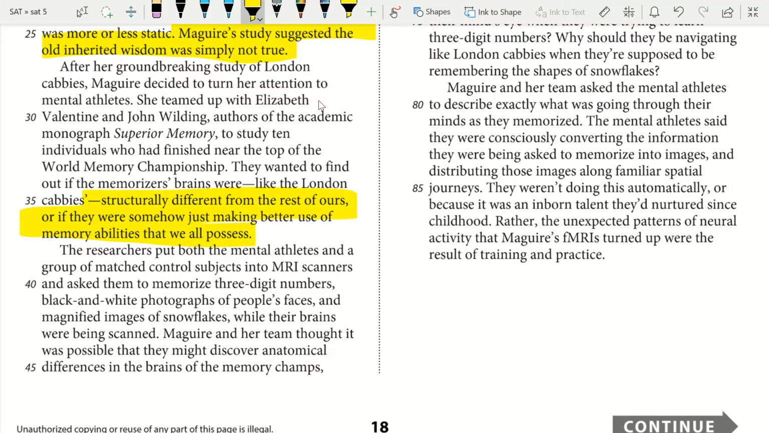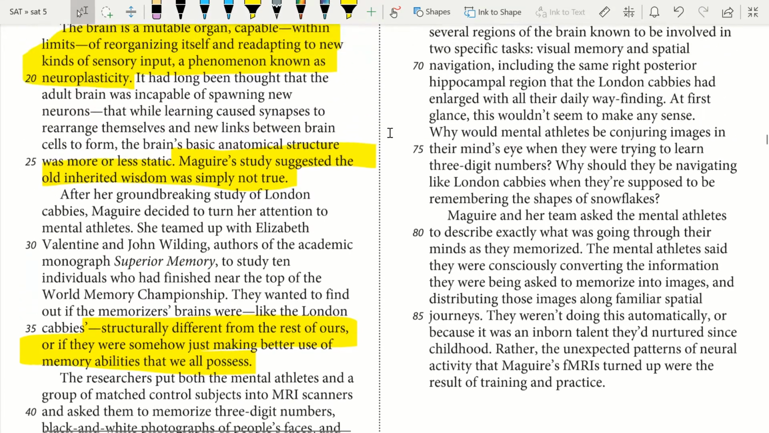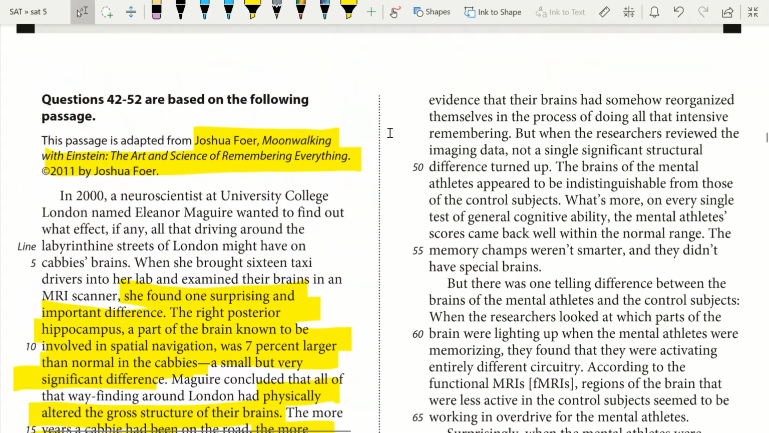The researchers put both the mental athletes and a group of matched control subjects into MRI scanners and asked them to memorize 3-digit numbers, black and white photographs of people's faces, and magnified images of snowflakes while their brains were being scanned. Maguire and her team thought it was possible that they might discover anatomical differences in the brains of the memory champs, evidence that their brains somehow reorganized themselves in the process of doing all that intensive remembering. But when the researchers reviewed the imaging data, not a single significant structural difference turned up. The brains of the mental athletes appeared to be indistinguishable from those of the control subjects.